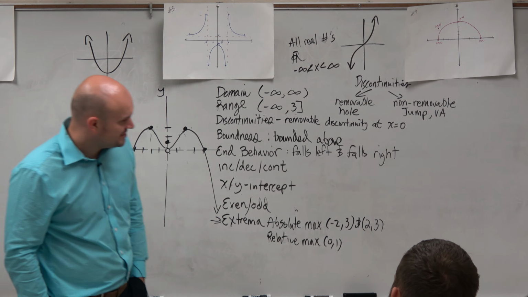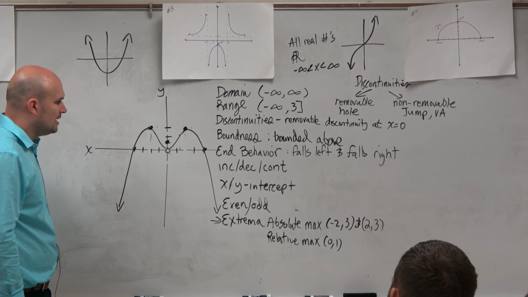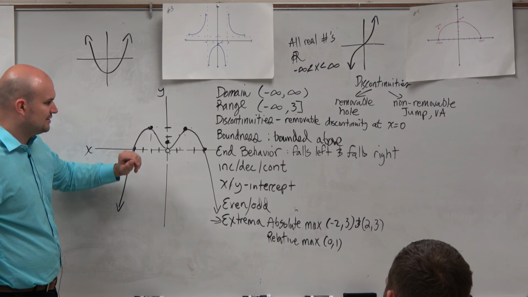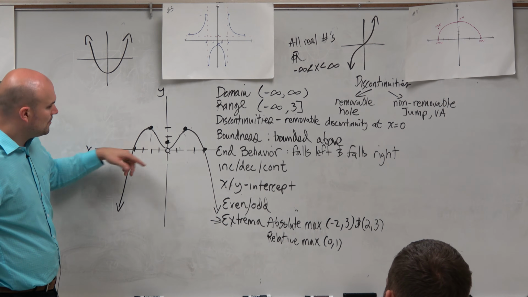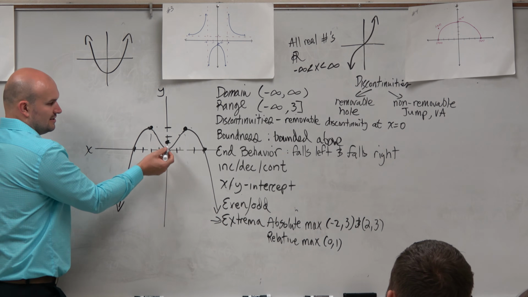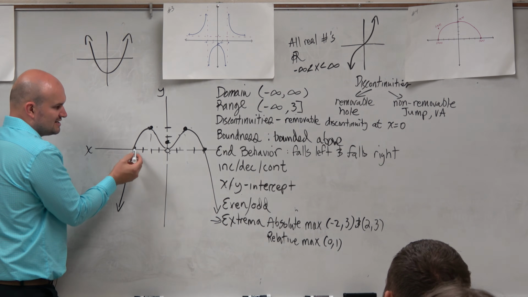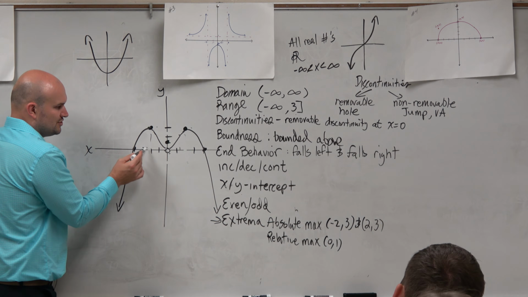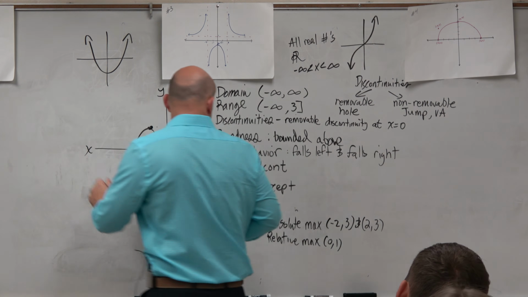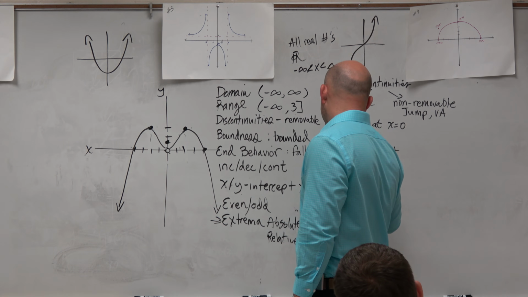All right, increasing, decreasing, and constant. Actually, let's do x and y intercepts real quick, and even or odd, and then I'll do increasing, decreasing, constant. In the x and y intercepts, it looks like there's one at the hole, but since it's an open hole, there's no x-intercept. You can see that it's crossing at -4 and 4. So the x-intercepts, you could say at x equals -4 or x equals 4.